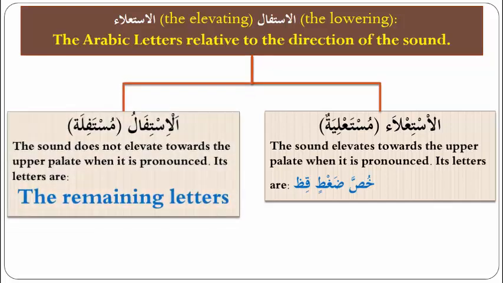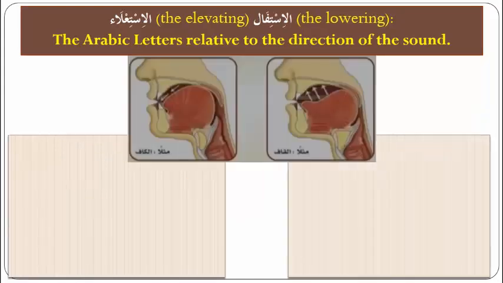On the other hand, we have al-istifal, letters that are mustafila. The sound of each letter does not elevate towards the upper palate when it is pronounced. Its letters are all the remaining letters from the 29 letters of the alphabet. We have 7 letters of isti'ala, so the istifal letters are therefore 22. This is what isti'ala and istifal represent.